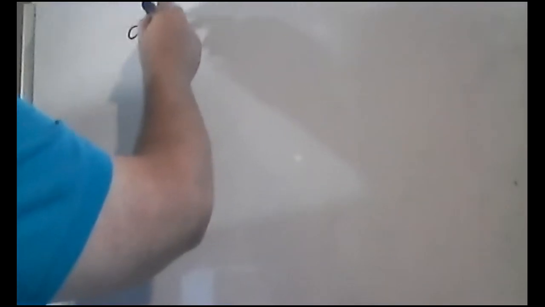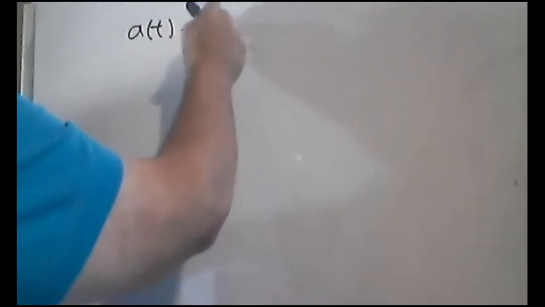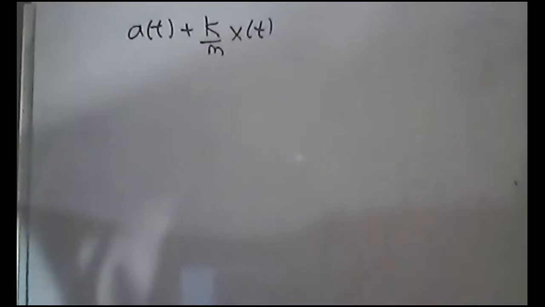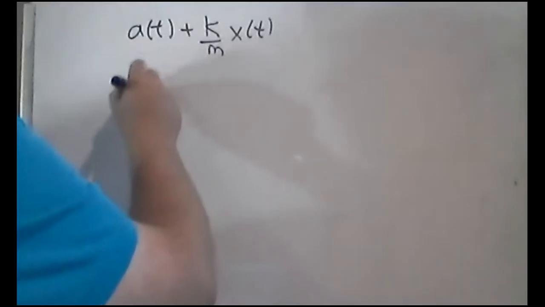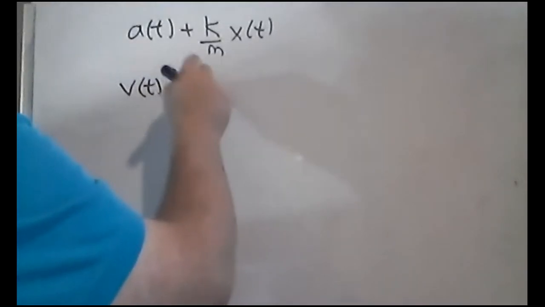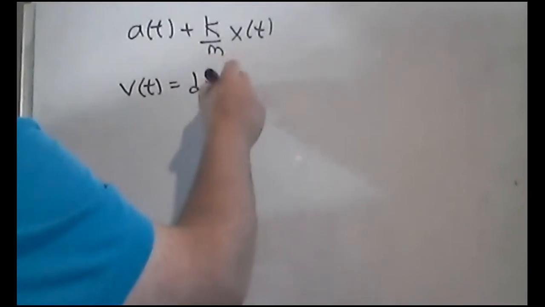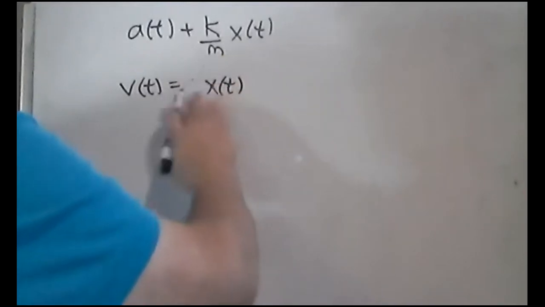So what do I have here? I have a of t plus k over m times x of t. Now, I've got to remind myself, and I'm going to speak calculus lingo for a moment, because you'll see why in a moment. Going back to chapter 2, what do we remember? Well, we remember the velocity is the time rate of change of the position. We'll start with delta.